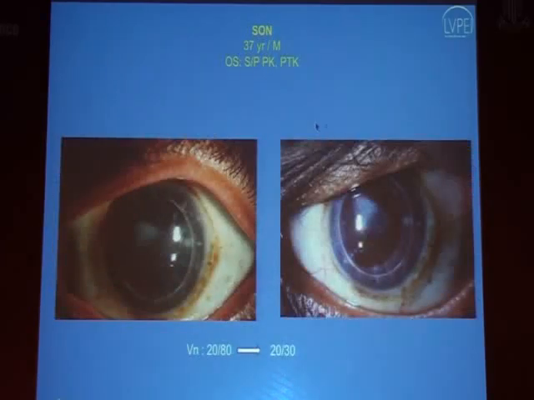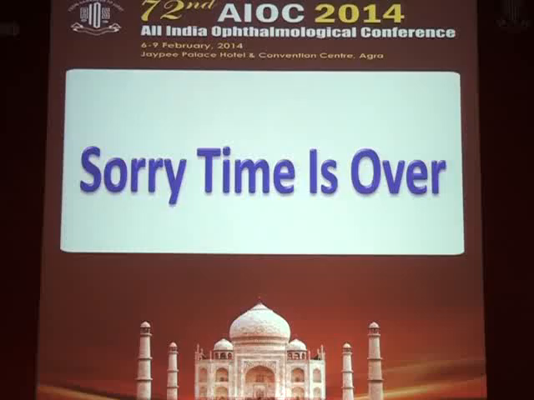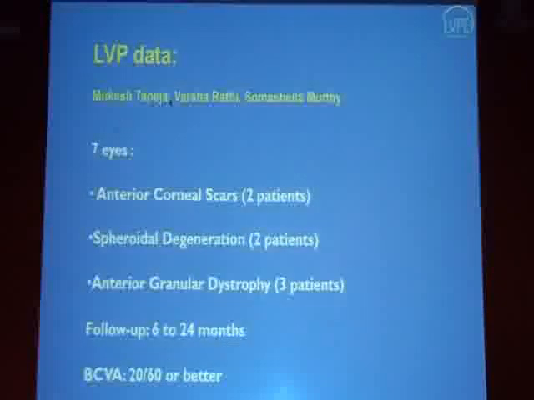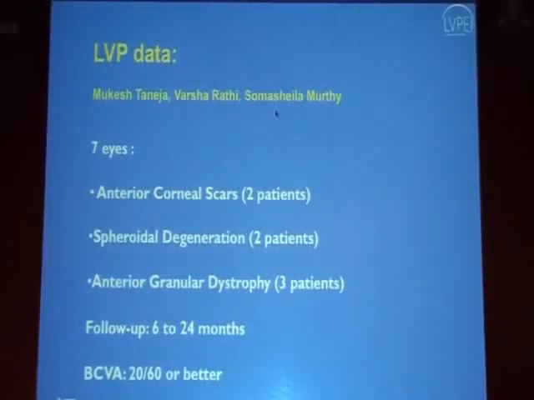The son is 37 years old. He's undergone PK in both eyes and PTK in one eye. So we did FAL for the worse of the two eyes, and the patient has good visual acuity. A few other interesting cases that we have, 7 eyes so far, and most of the surgeries are done by my colleague Mukesh Taneja, and some of them are done by me.